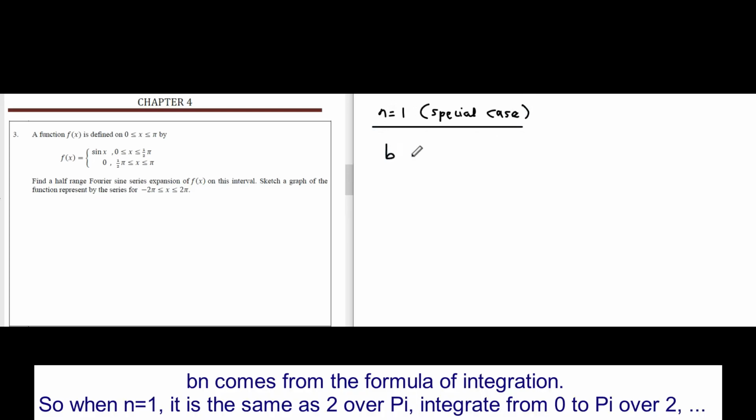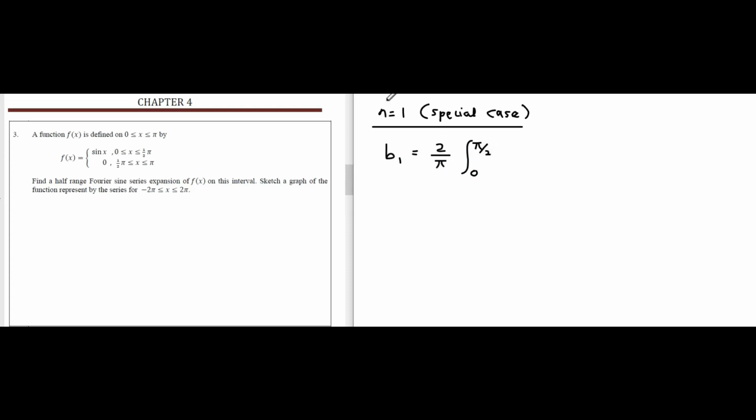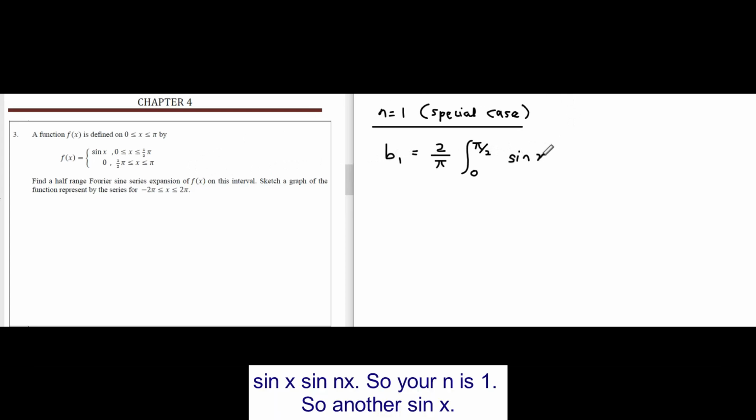Bn comes from the formula of integration. So when n equals 1, it is the same as 2 over pi, integrate from 0 to pi over 2, sine x sine nx. So your n is 1. So another sine x.